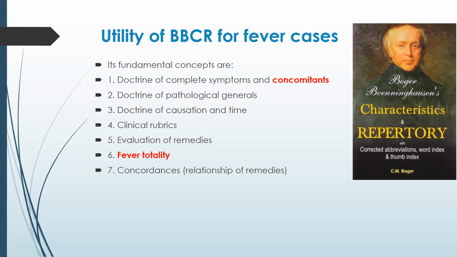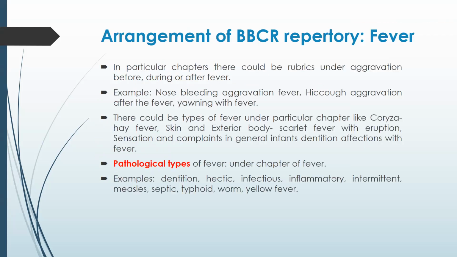Then there is a separate fever totality given in this repertory. So all chapters of chill, heat, sweat are given in detail in this repertory. And lastly, the concordances, that is the relationship of the remedy. If you want to know which is the next best remedy to be given, whether they are inimical or whether it follows well or not, all can be determined in the concordances of the BBCR repertory. We'll go to the arrangement of the BBCR repertory of fever. So in particular chapters, like in the chapter of head, chest, there could be rubrics under aggravation for before, during, and after fever.